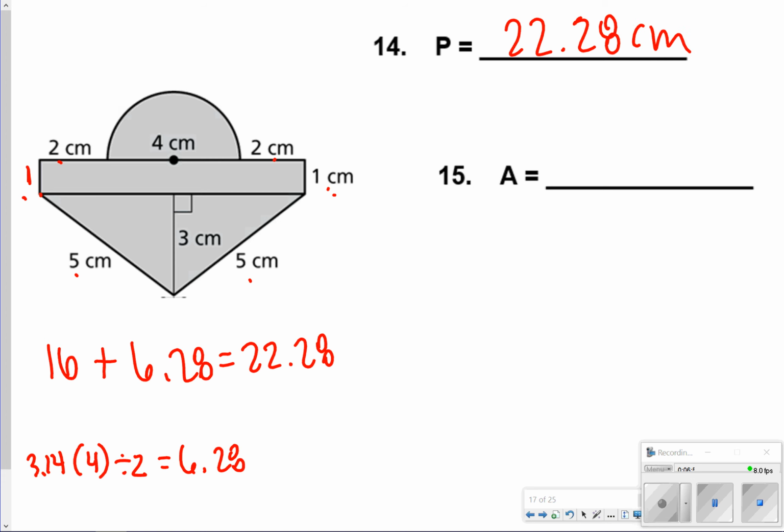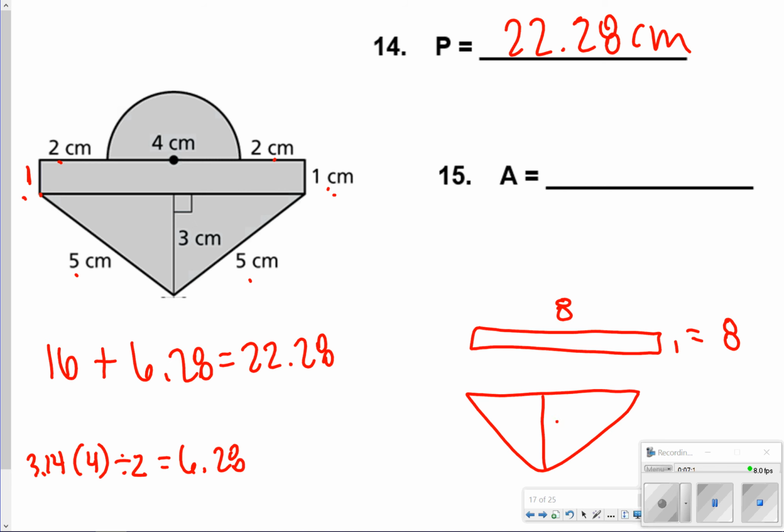Okay, area is a little bit different. You're going to be finding the area of the rectangle, the triangle, and the semicircle. Let's maybe start with the rectangle. That might be easiest first. I have a 1 by 2, 6, 8. So that's going to give me 8 as my area. And then the triangle, it has the height of 3, and then the base of 8 again, because it's the same length as your rectangle. That'll be 8 times 3 divided by 2, which will give us 12.